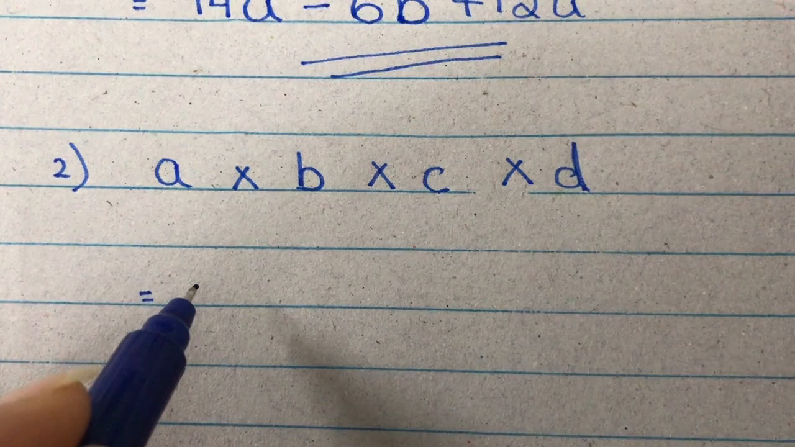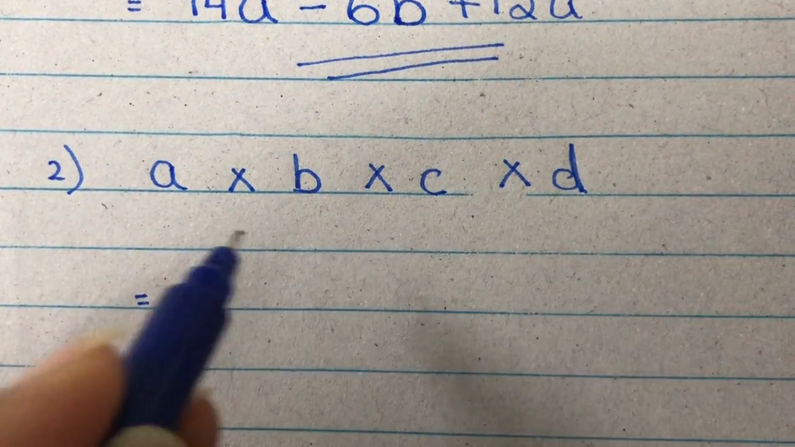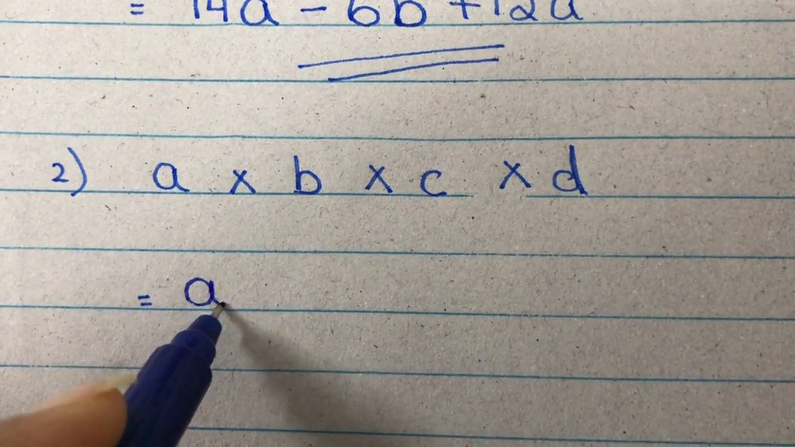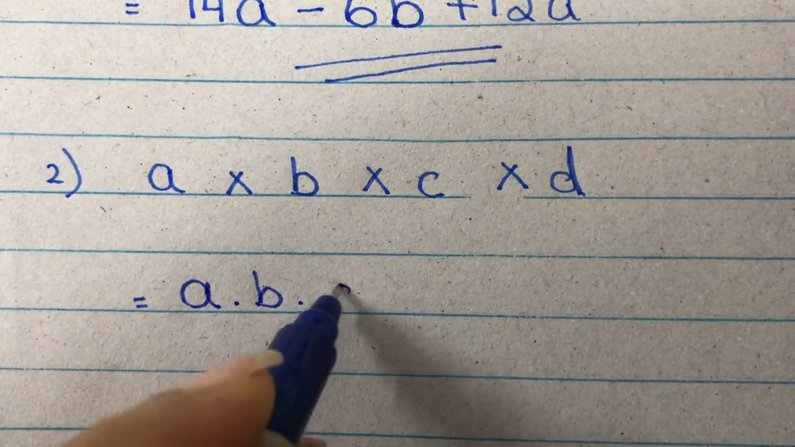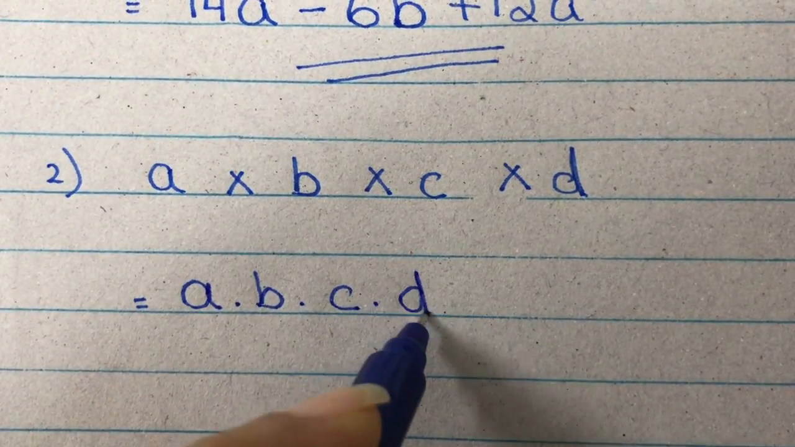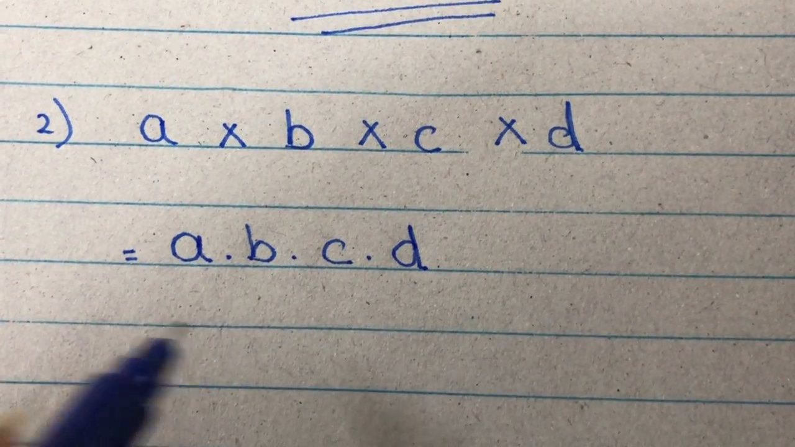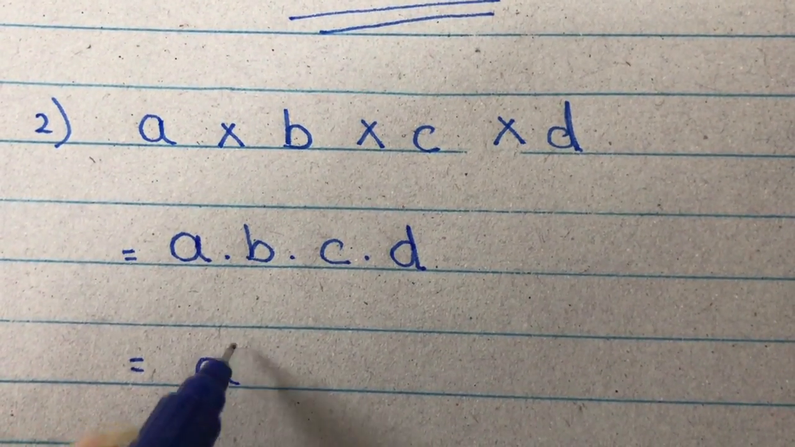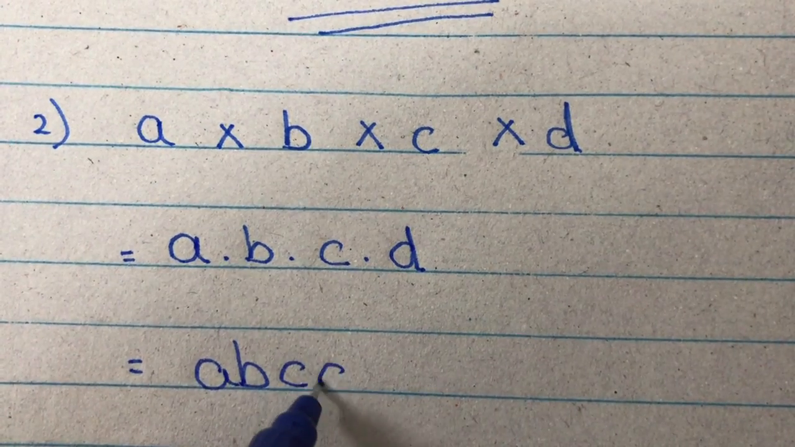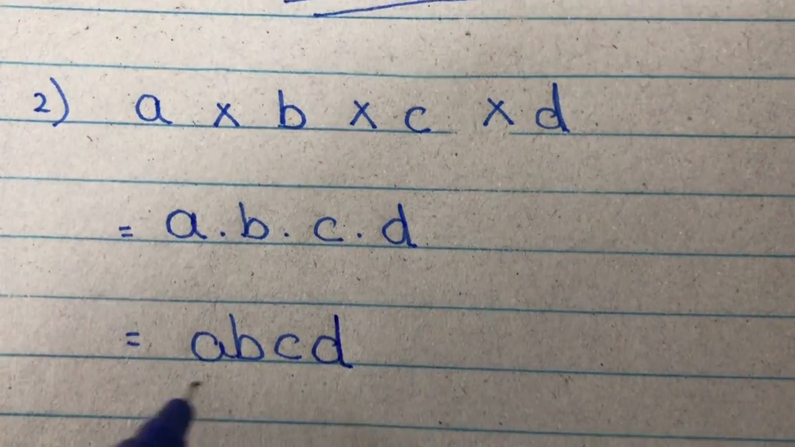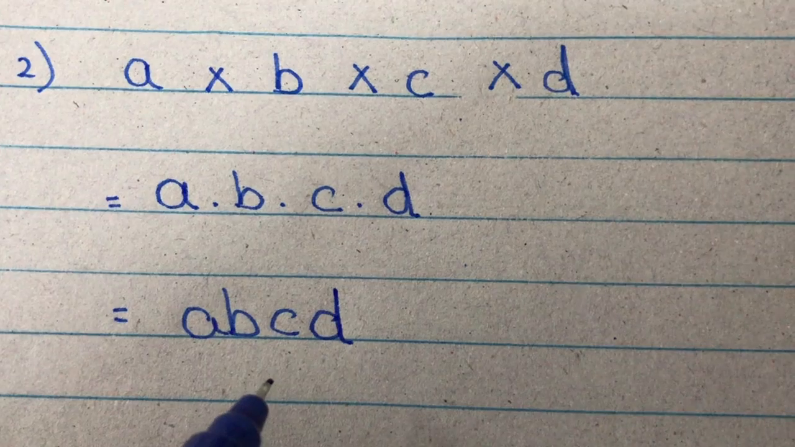So what I'm going to do is, I'm going to join them all. A dot B dot C dot D. This is how you write multiplication in between the letters. Now there's nothing more to do, so we are just going to join them. They are going to be multiplied like this. This is your answer, right?